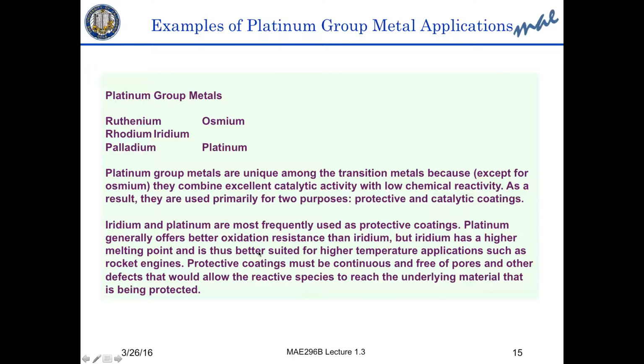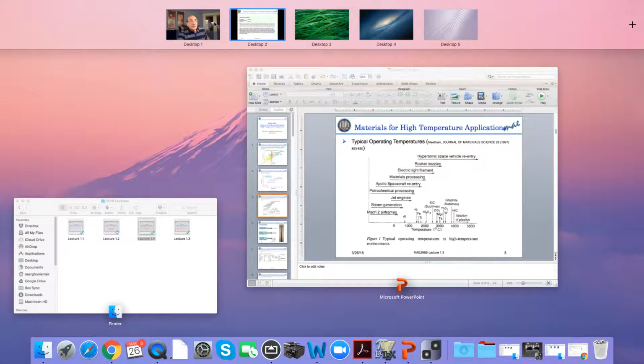Then, in addition to the refractory metals, there are some specialty metals in the platinum group, and these are ruthenium, osmium, rhodium, iridium, palladium, platinum. All of these are related to one another, and they have very interesting and unique properties.